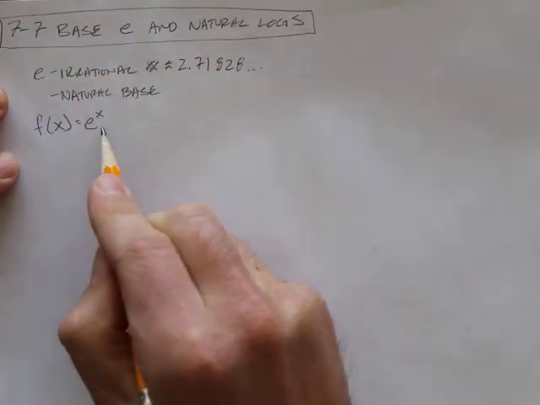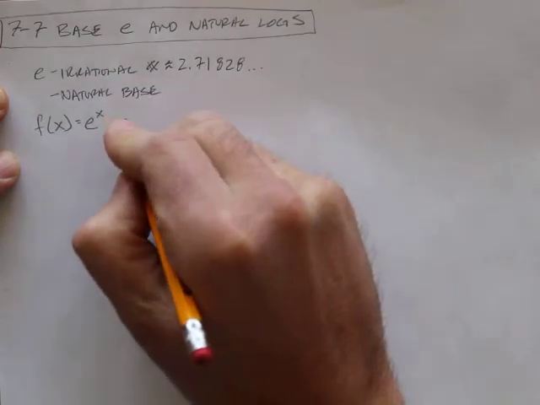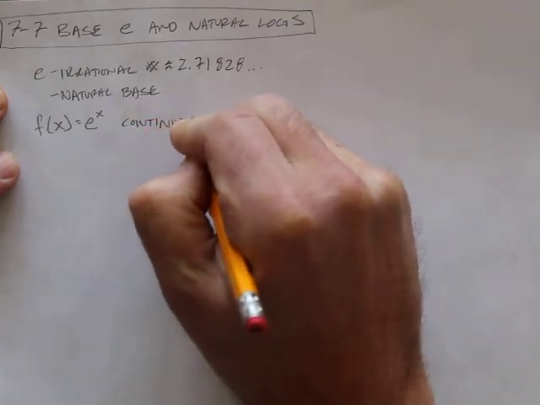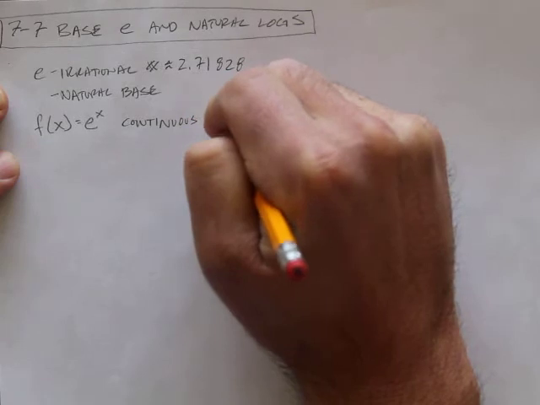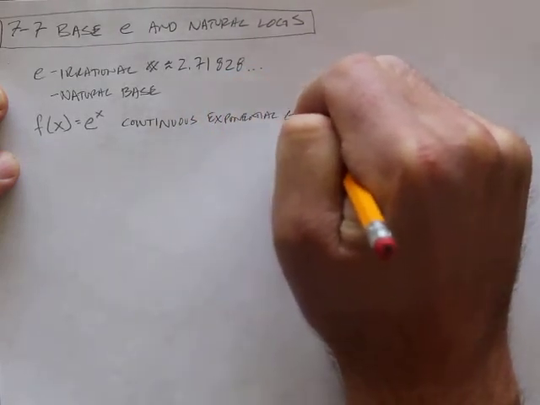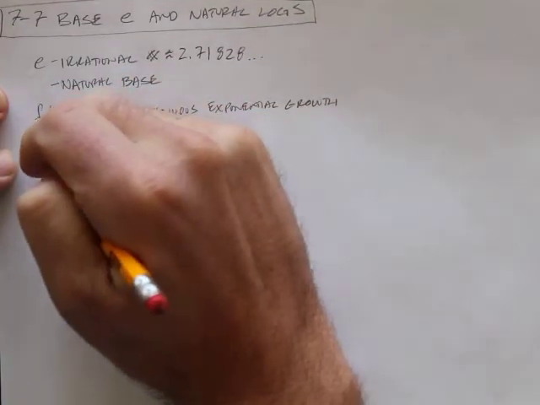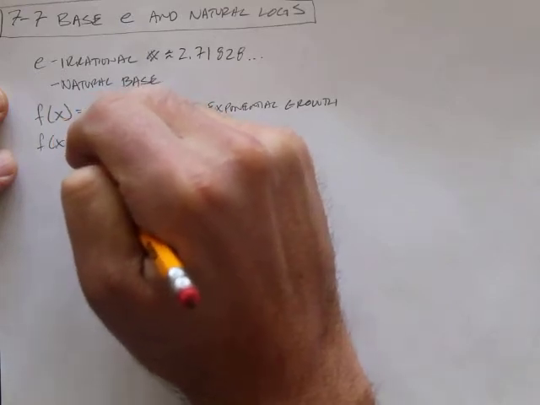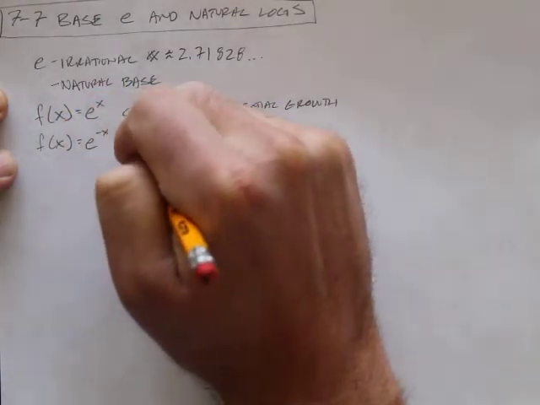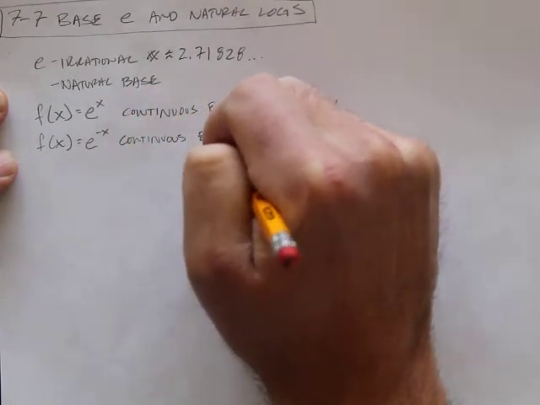So if I have f of x equals e to the x power, this is continuous exponential growth. And if I have f of x equals e to the negative x, then I have continuous exponential decay.